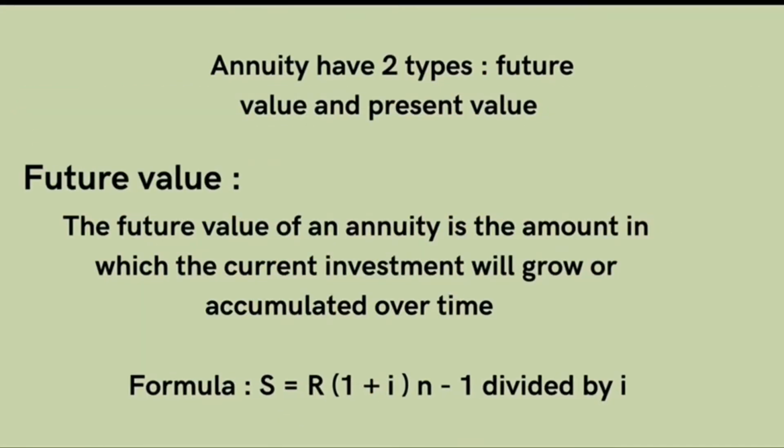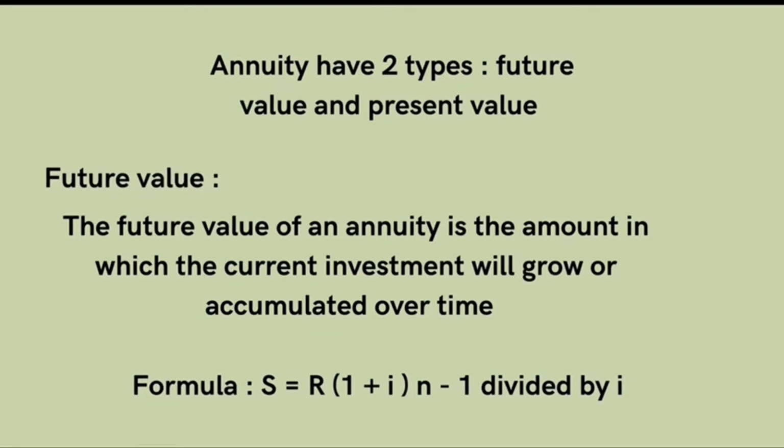Annuities have two types, future value and present value. The future value of an annuity is the amount to which the current investment will grow or accumulate over time. The formula for future value is S = R[((1 + i)^n - 1) / i].